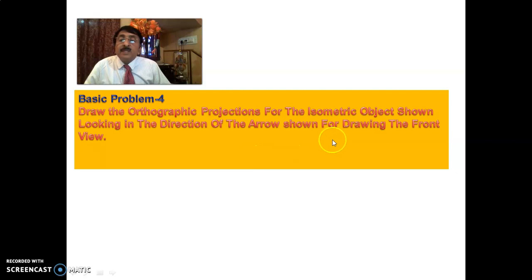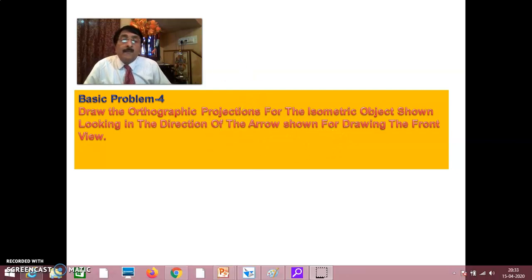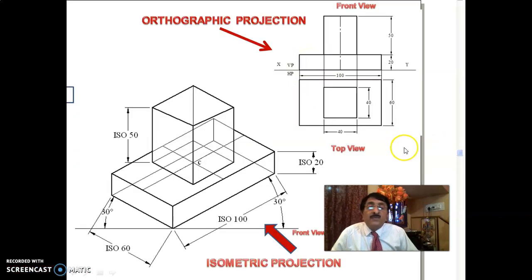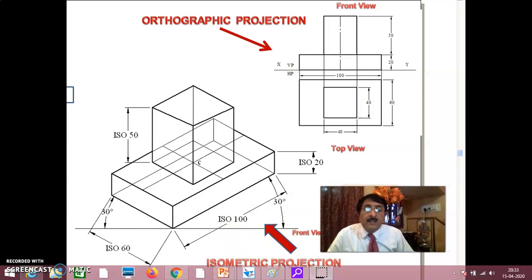Now you see here. Now let us say another object. Draw the orthographic projection. Orthographic projection for the isometric object shown, looking in the direction of the arrow shown for drawing the front view. Okay. Now you see here. This is a simple thing again. Now you see here. This is at least a little bit of thinking you have to do.